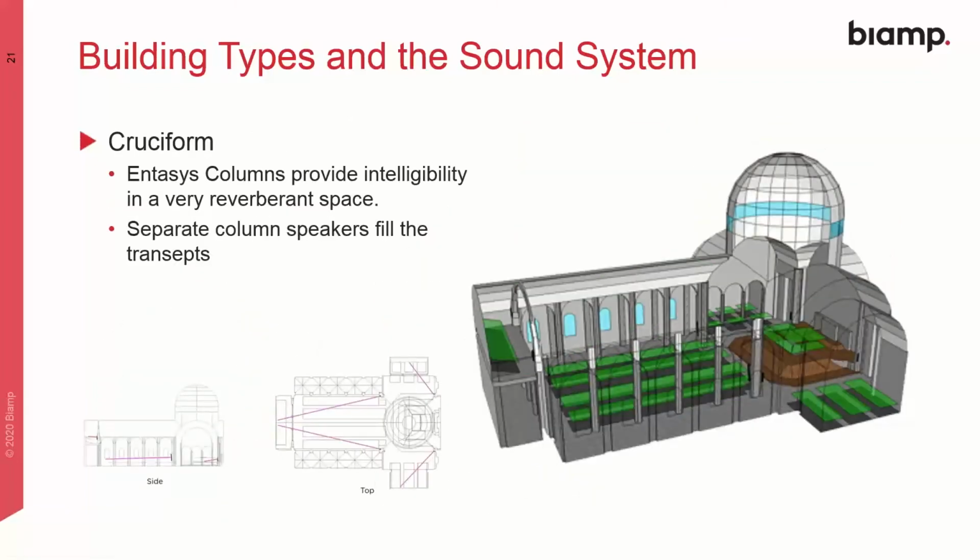Cruciform shaped building. This would be some of your traditional Catholic or Lutheran churches. Again, these are typically high ceiling. They are hard surfaces. They are reverberant rooms. They're meant for organ and choir music, slow music, majestic music. Getting speech intelligibility can be a little bit difficult. We typically will use emphasis columns to provide intelligibility because of reverberation in the room. Transept shape obviously has seating off to the side, so we need to put separate emphasis speakers covering the transepts.